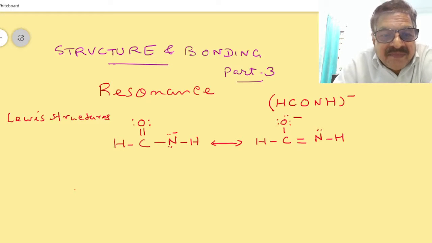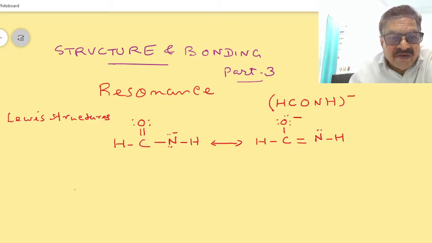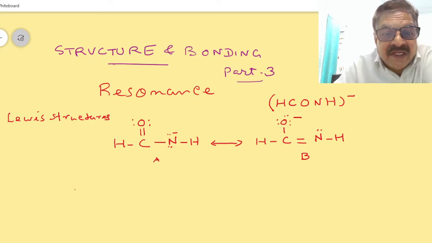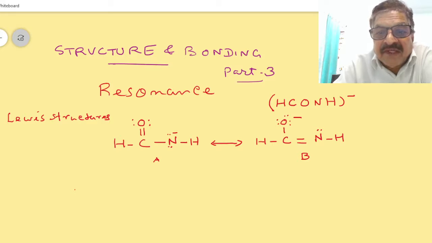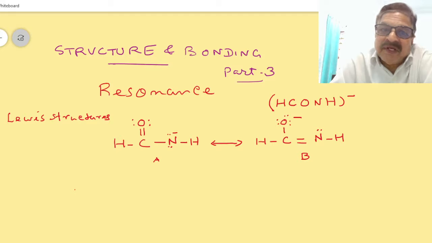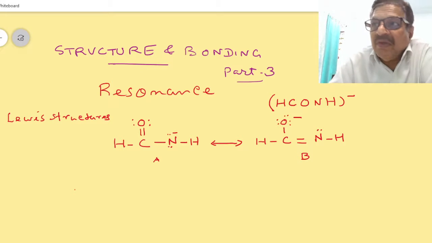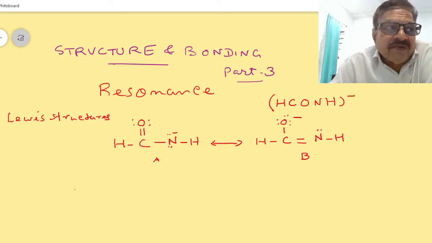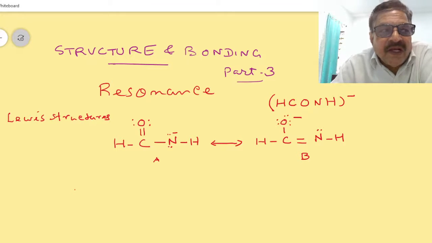The first structure we can call structure A, and this is structure B. In the first structure, there is a carbon-oxygen double bond and a negative charge over the nitrogen atom. In the second structure B, there is a negative charge over the oxygen atom and a carbon-nitrogen double bond. That means some molecules or ions cannot be adequately represented by a single Lewis structure; some can be represented by more than one valid Lewis structure.